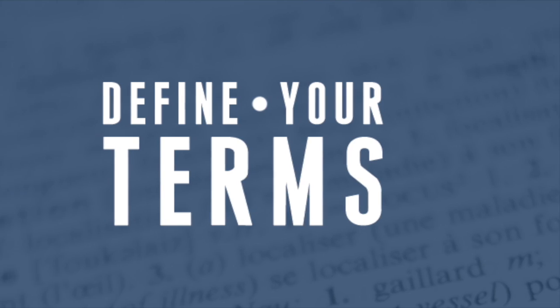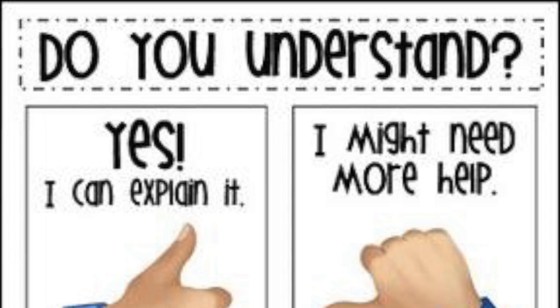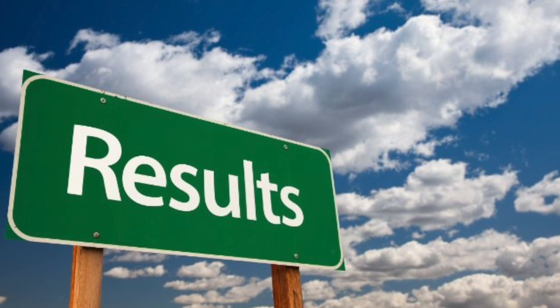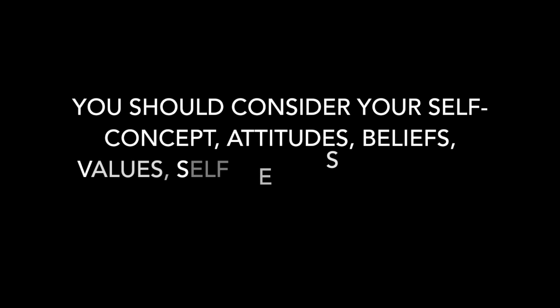To improve verbal communication, you could define your terms, choose precise words, consider your audience, take control of your tone, check for understanding, and be results oriented. Moving on to Unit 3, that is about understanding your audience, I learned that you must first understand yourself before understanding others. You should consider your self-concepts, attitudes, beliefs, and values, your self-image, self-esteem, etc.